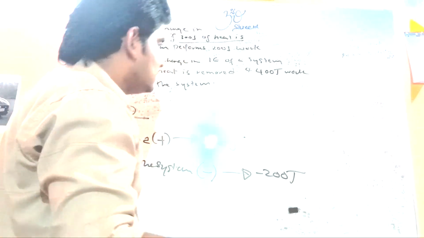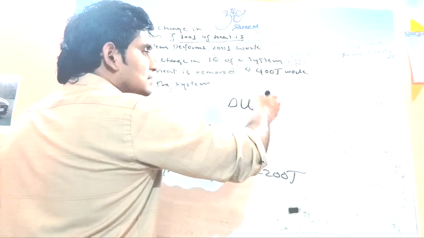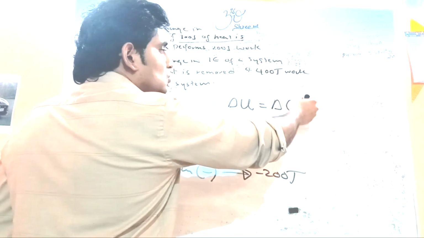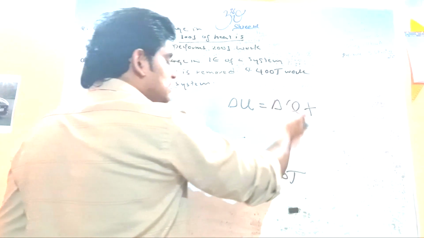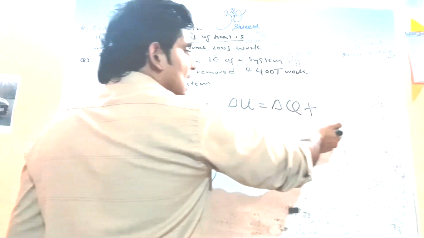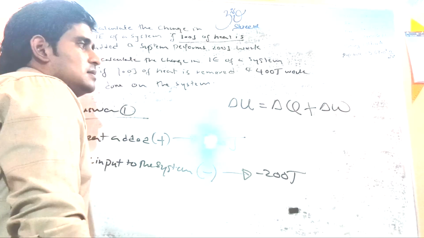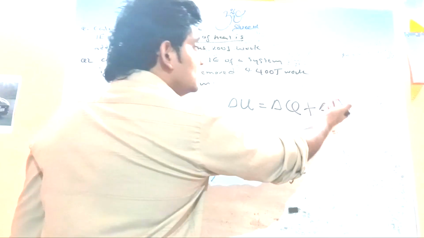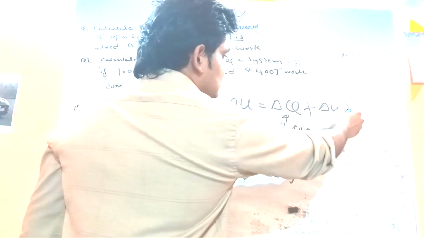So now I promote the first format. What is the first format? The first format tells that the change in internal energy of a system is given by the summation of the heat added to the system plus the work input to the system, right? Or in other words, the summation of heat input to the system and the work input to the system. So this is the heat input and this is the work input.